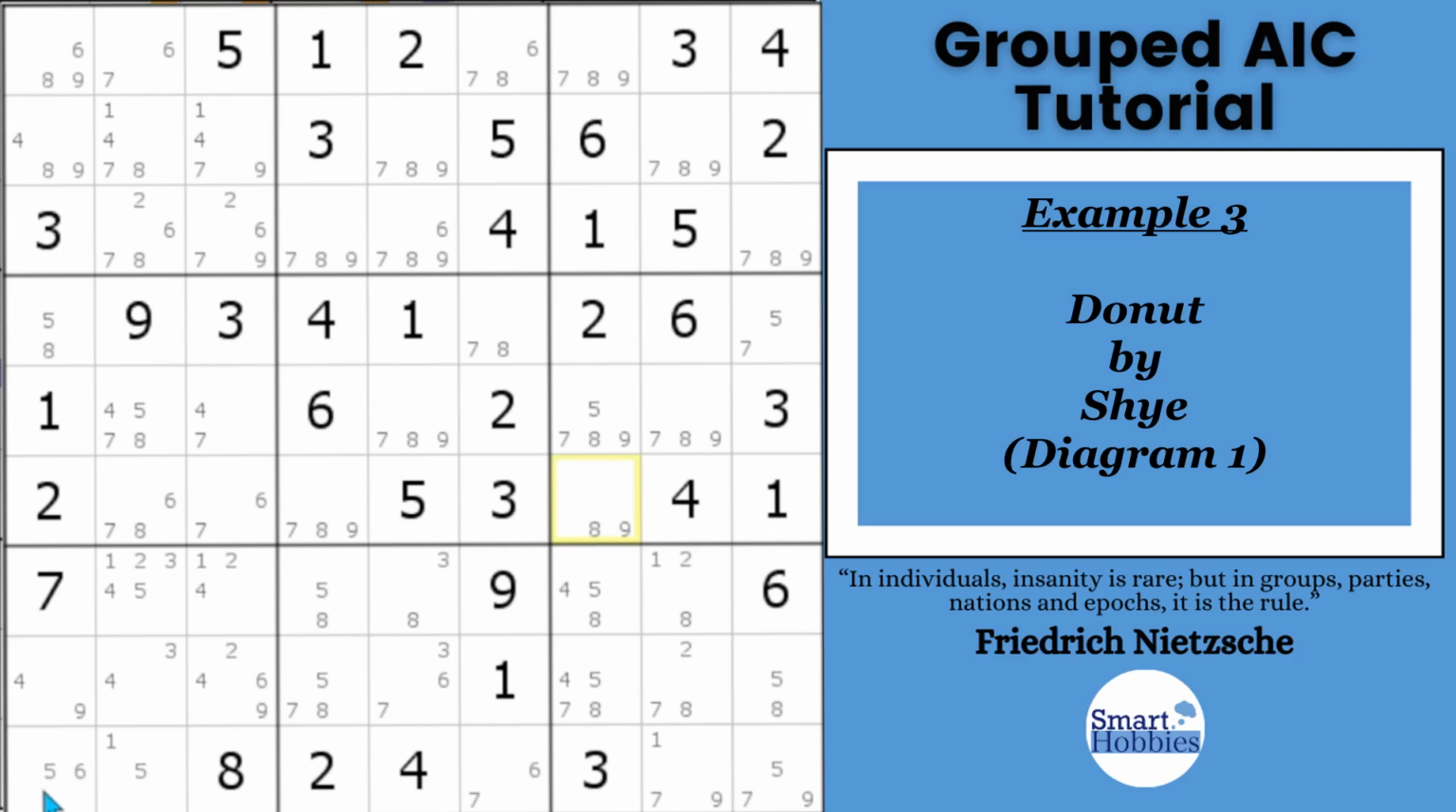We're going past that. There's a ton of grouped alternate inference chains in this puzzle. Shy made it ridiculously hard. We're going to cover a couple of those here with my next two examples. But first, we want to talk about alternate inference chain type 2. I'll remind you of what those are as we work here. So we're going to get our colors going here for our candidate.